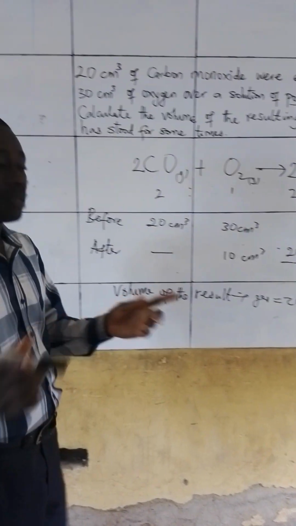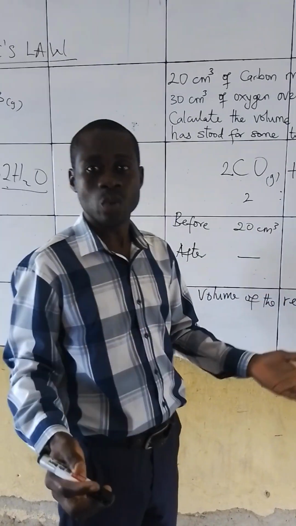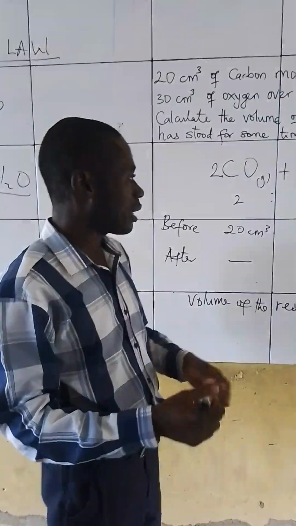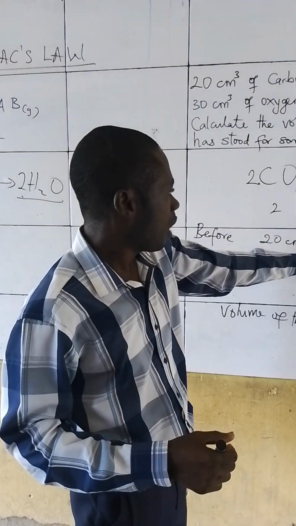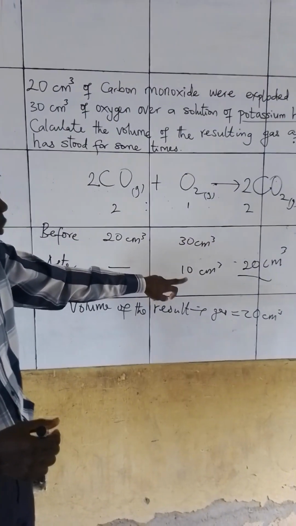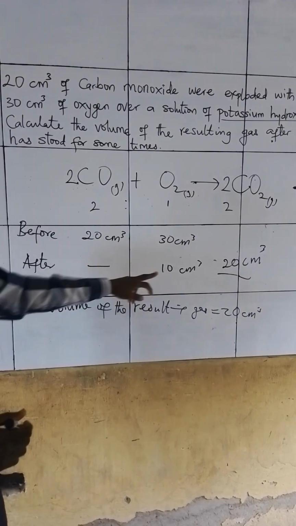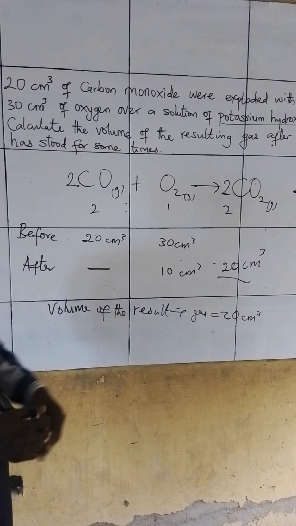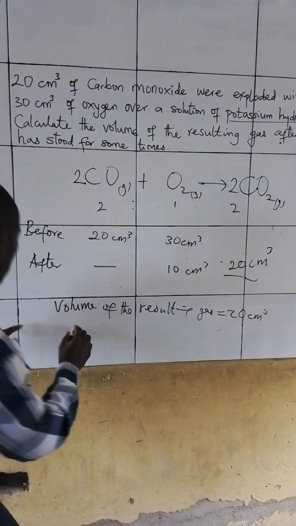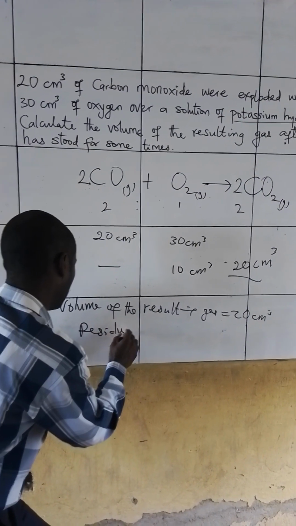Mind you, the questioner can ask you, what is the residual gas? Residual gas means the gas that is remaining after the explosion. Here we have 30, and out of 30 we have used 10 from it. So the residual gas will be 30 minus 10, and that will give you 20. That is the residual gas, in case they ask for it.